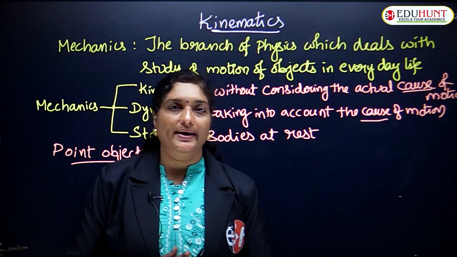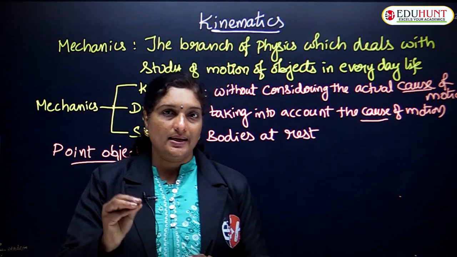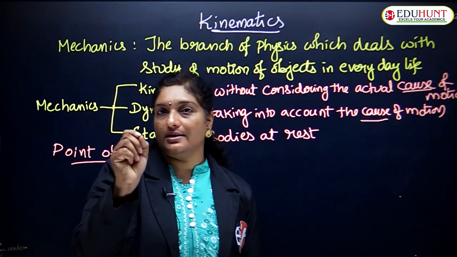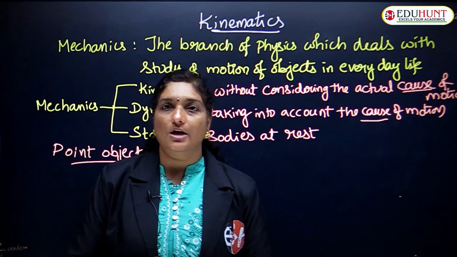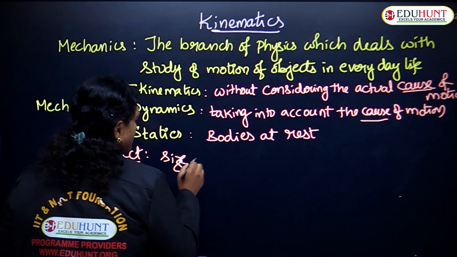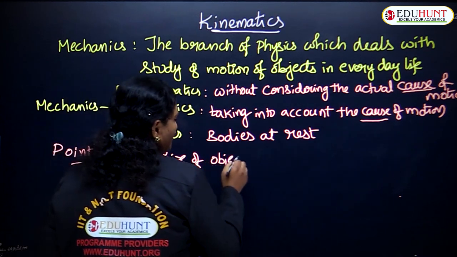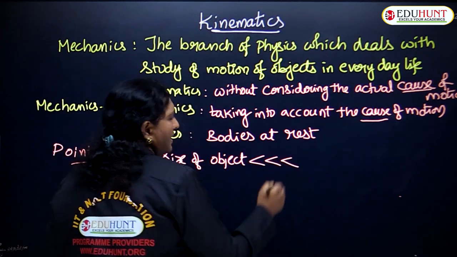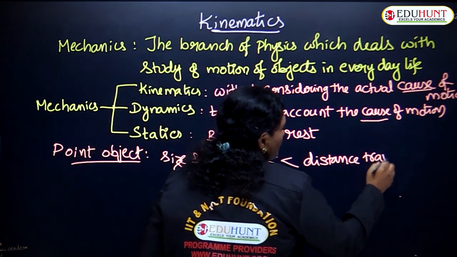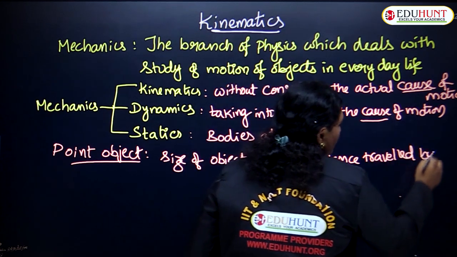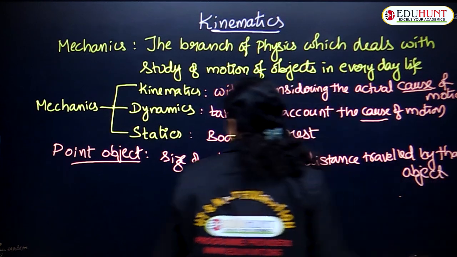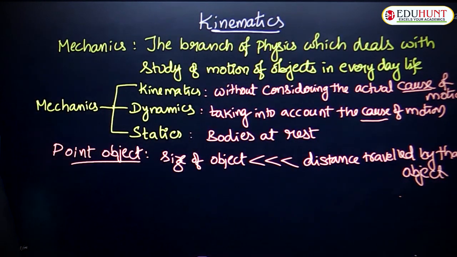Okay, so what is meant by a point object? If the size of the object is very small as compared to the distance traveled by the object, in that condition, the object is considered to be a point object. Okay, children? So the size of the object should be very, very small as compared to the distance traveled by that object. In each case, we consider it as a point object.